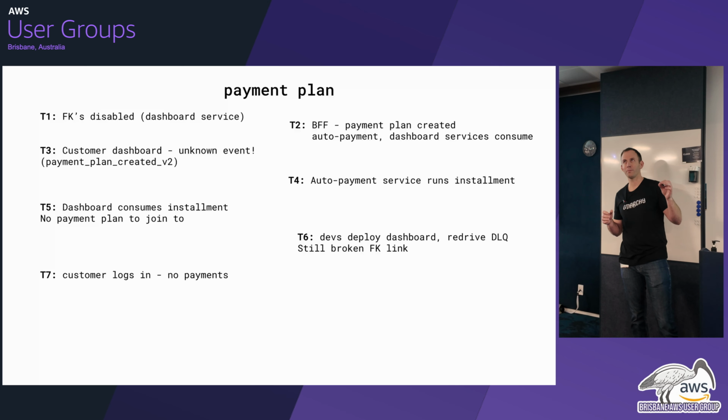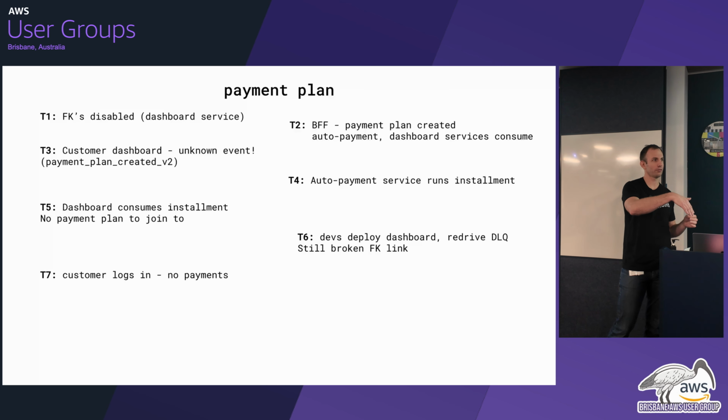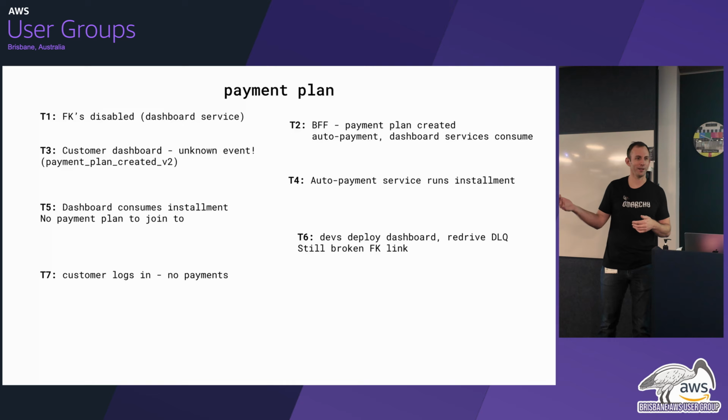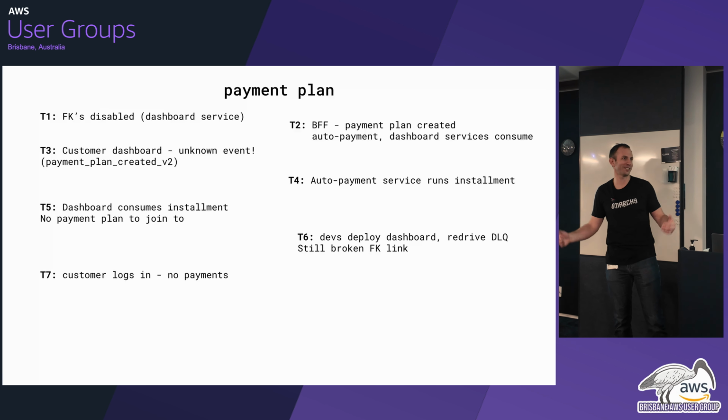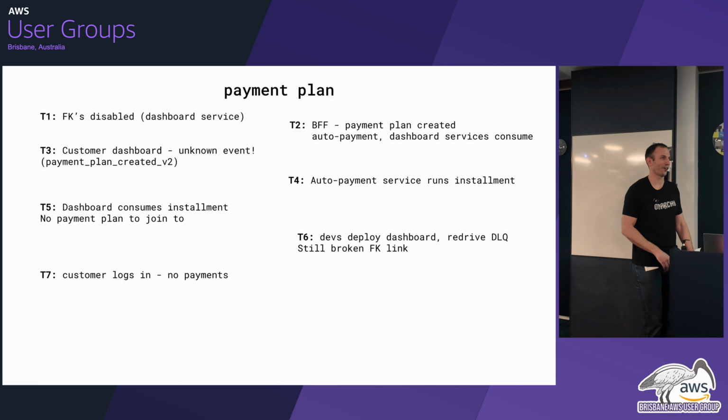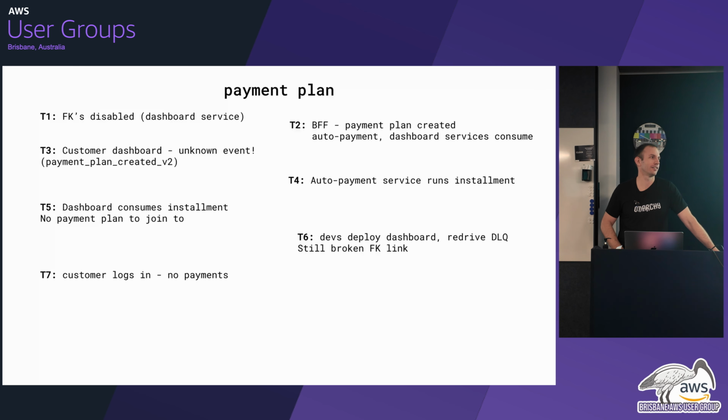So the payment plan was not there, and it did not join the installment. And when the payment plan event finally got pushed back through to the dashboard, it just inserts the payment plan. It doesn't go through every single installment to fix up foreign keys. So they thought they were good. They had deployed this new version, redrove the events, back to bed, no more alerts.